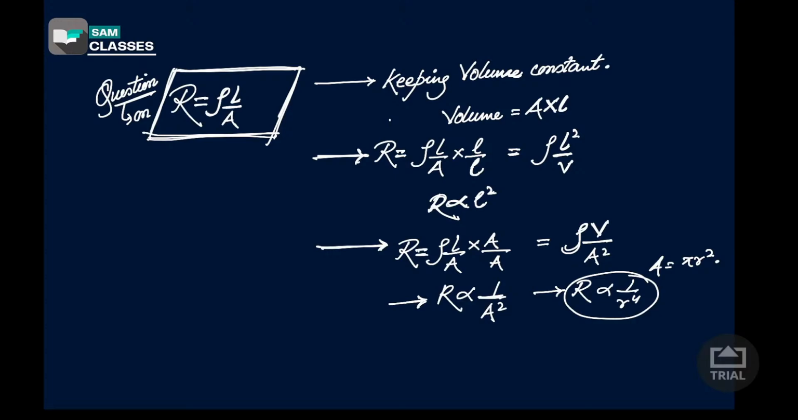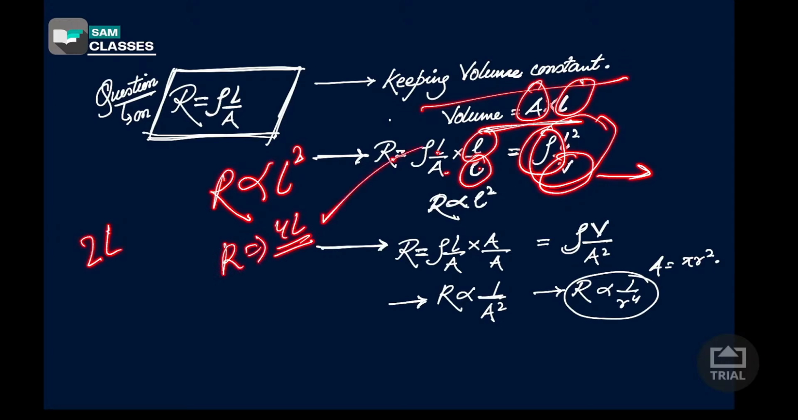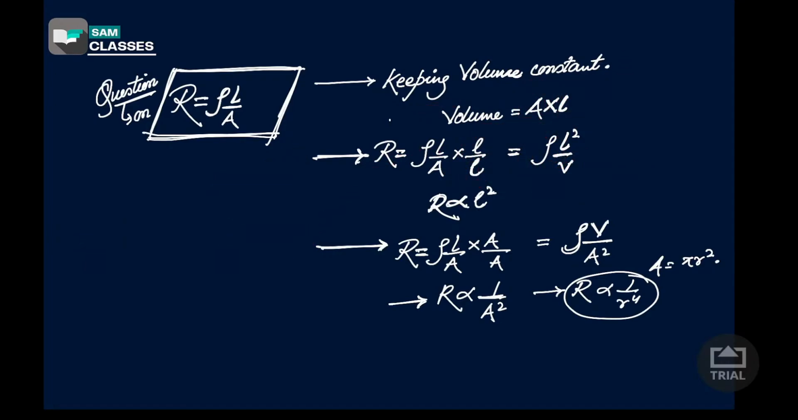So this is the important part. They'll say volume constant. So V is equal to what? Area into length. So R is equal to rho L by A, multiply with length top and bottom. Now here your volume is constant, rho is constant. So what has happened? The resistance is directly proportional to L square. If you make the length double, R will be 4 times. Clear? So directly you can write the answer.